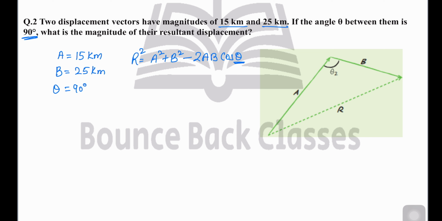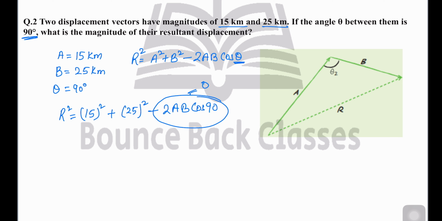If the angle between them is 90, theta is 90. Can we find the R? Find out. R square equals 15 square plus 25 square minus 2AB cosine 90. I told you this will become 0. So R square is equal to 15 square plus 25 square. Solve this, and you will get 29.15 kilometer. Is it fine?